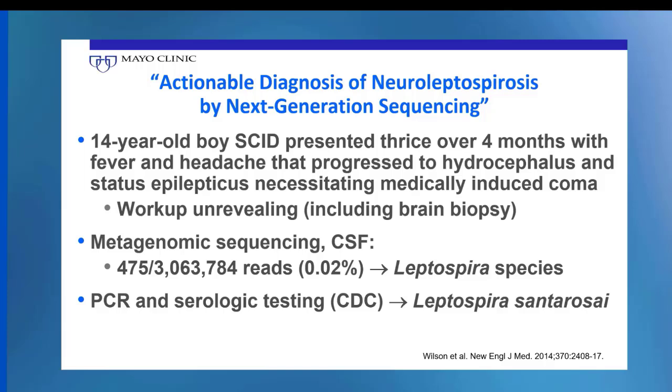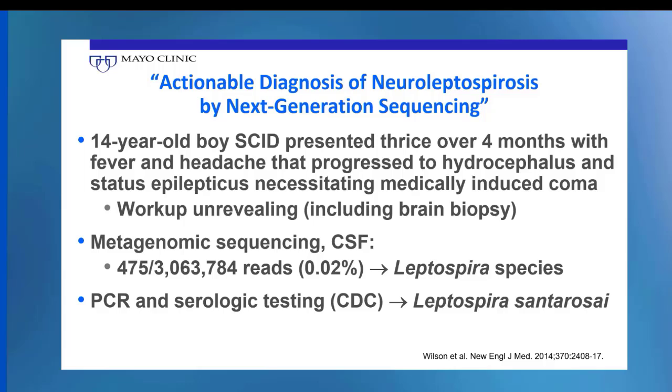Now, I think it's important to look at what was actually found. So they had a total of 3,063,784 reads, of which 475 were from a microorganism called Leptospira species. That's a bacterium. Note that that's only 0.02% of the reads. So, when you're doing deep sequencing, you're sequencing a lot of off-target sequences that aren't giving you an answer. So this is where this gets complicated and where we obviously have to use next generation sequencing.